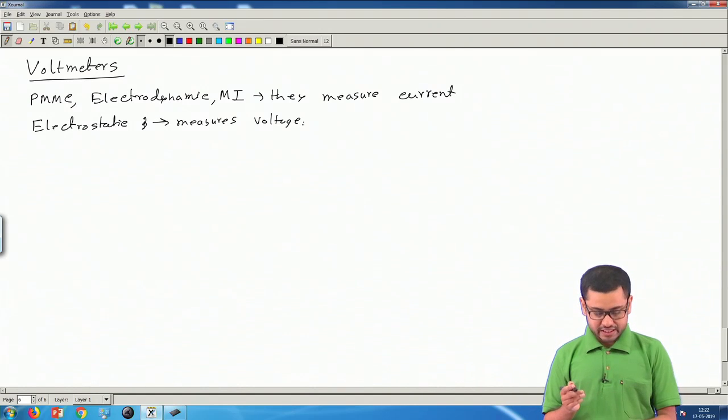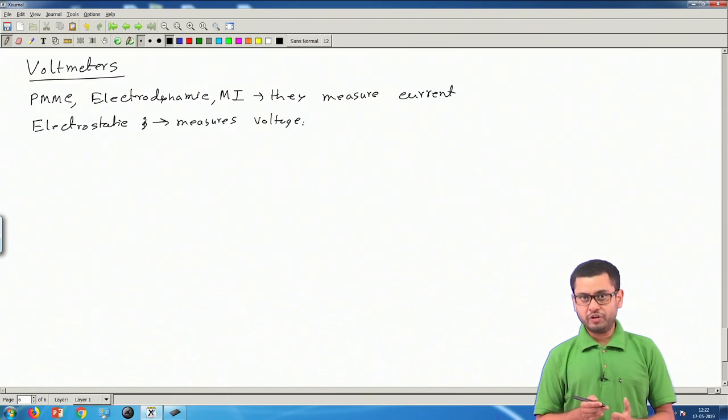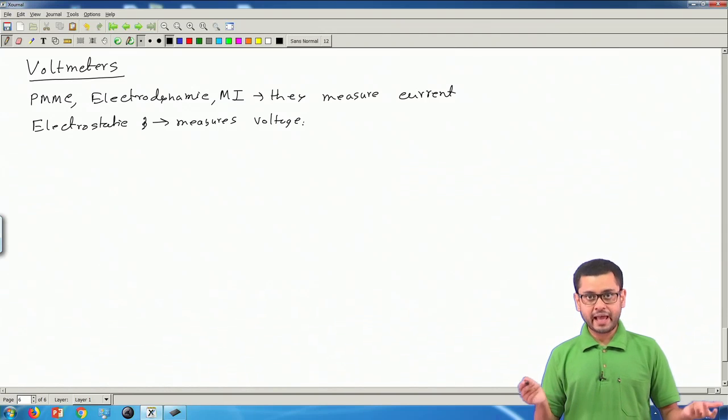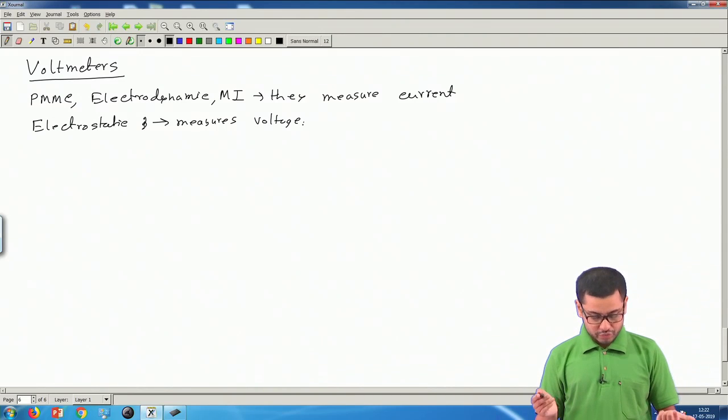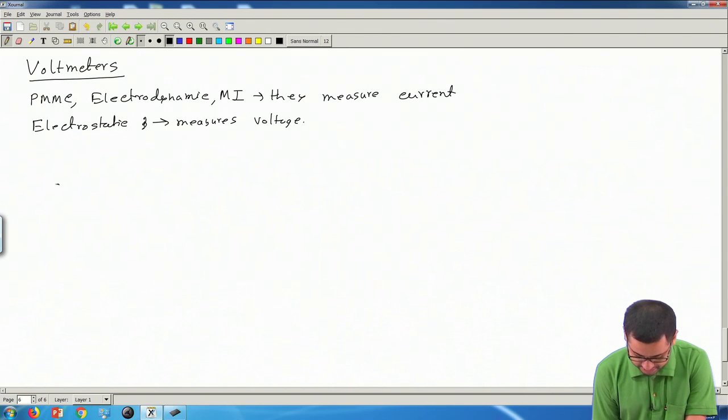And PMMC, electrodynamic, MI, these are the most common type of instruments which are used most frequently. But they are current sensitive instruments. But can we not measure voltage with them? Yes, we can, using Ohm's law. How? Say I have this meter, which is a PMMC or electrodynamic or MI.